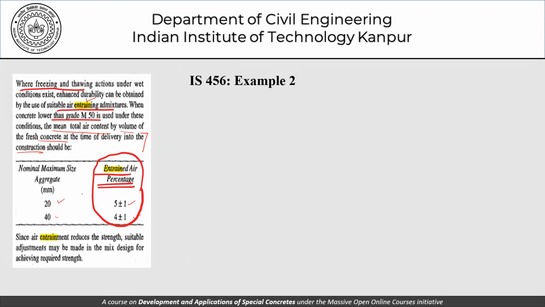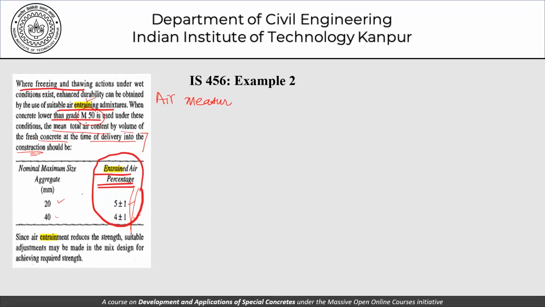So once we are writing this kind of document, certain things are clear. It says that for less than M50 grade concrete, because M50 is possibly a limit which the code is telling you, that beyond that, please don't rely on this document, try to do your own research. As far as this document is concerned, it's up to M50. At the time of delivery into construction, that means it's not talking of the concrete properties at the ready mix concrete plant. It's talking of certain air percentages, but it does not make the air measurement mandatory.